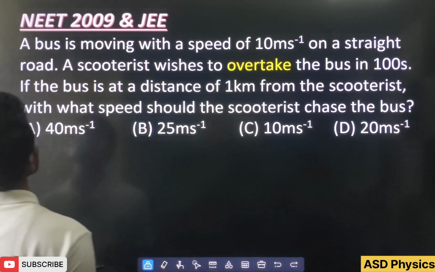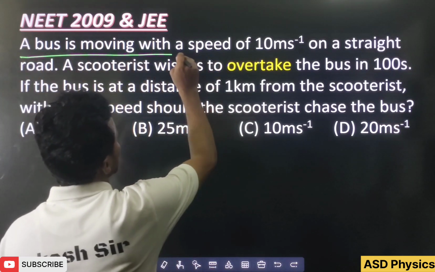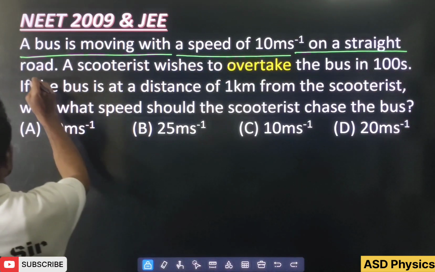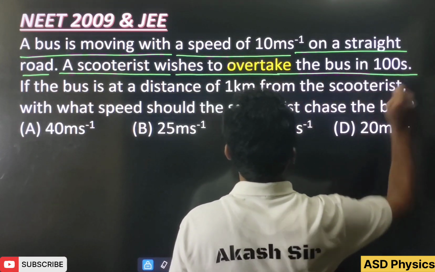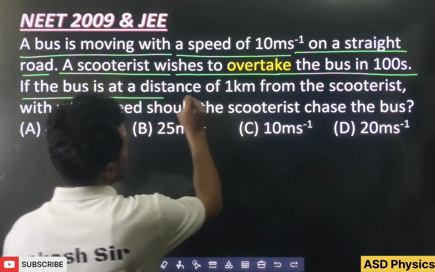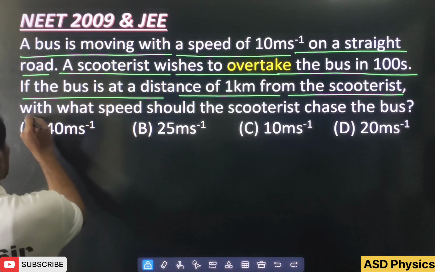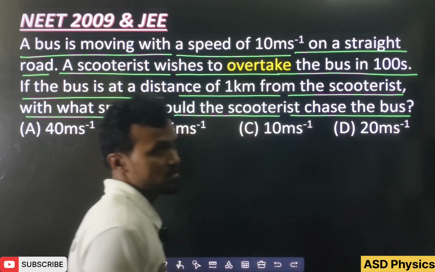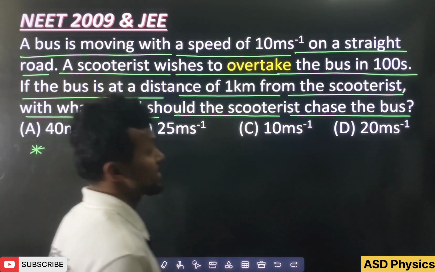What is the question? It came in NEET 2009. Okay, so see here. A bus is moving with a speed of 10 meter per second on a straight road. Now, a scooterist wishes to overtake the bus in 100 seconds. Now, if the bus is at a distance of 1 kilometer from the scooterist, with what speed should the scooter chase the bus? So the scooter is going to chase the bus. So first let me create the situation.